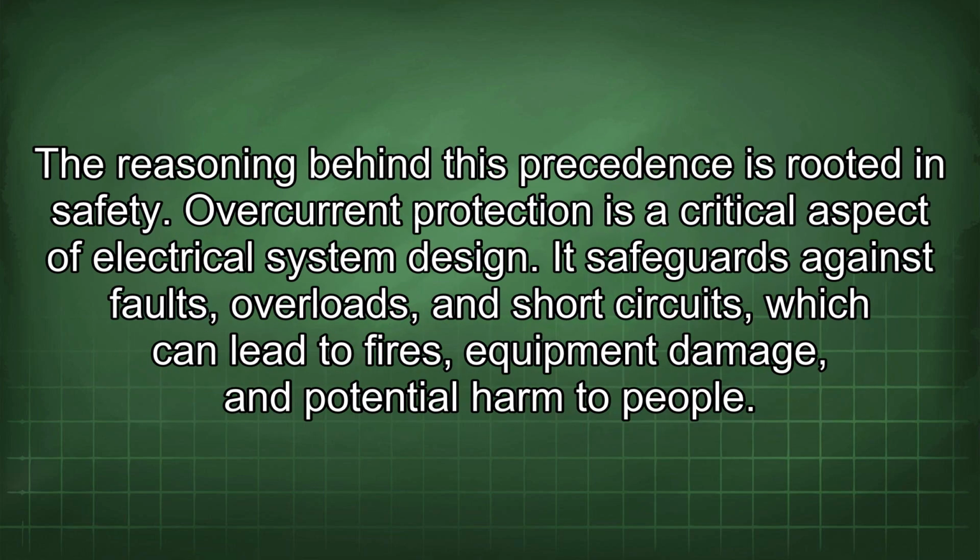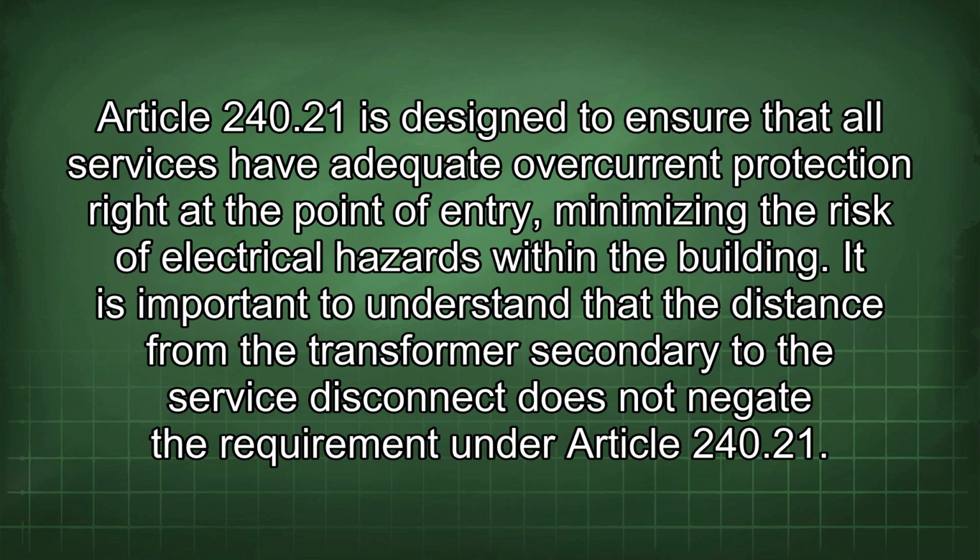The reasoning behind this precedence is rooted in safety. Overcurrent protection is a critical aspect of electrical system design. It safeguards against faults, overloads, and short circuits, which can lead to fires, equipment damage, and potential harm to people. Article 240.21 is designed to ensure that all services have adequate overcurrent protection right at the point of entry, minimizing the risk of electrical hazards within the building.